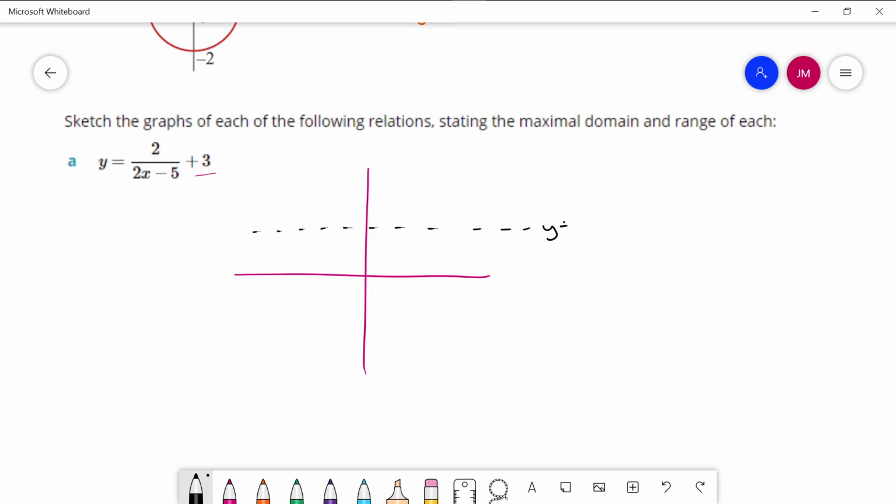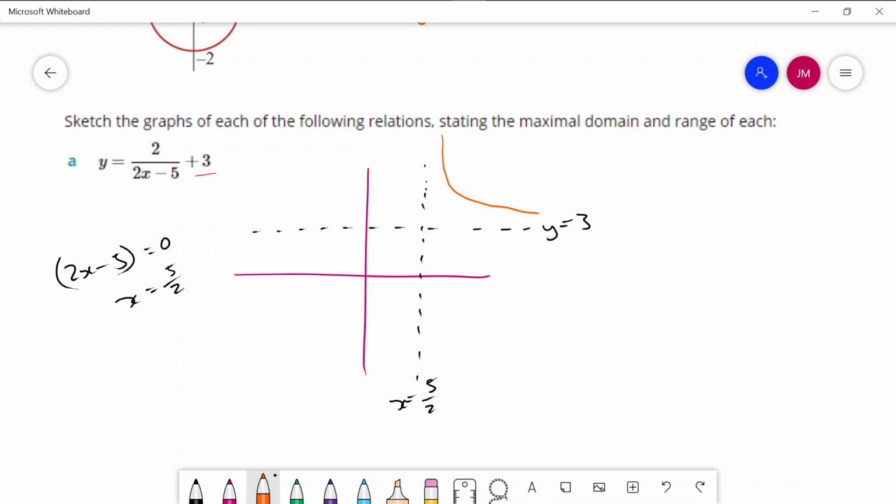So y equals 3 would be one asymptote, and then the other one would be at x equals, if we make the denominator 2x minus 5, we go, what value of x can we sub in to make all that 0? So that would become 5 on 2. So at 2.5 or 5 on 2, however you want to do it, just leave it in the fraction form there. 5 on 2 is our x asymptote. So hyperbola, positive, so we're going to be up here, and we're going to be somewhere down here.